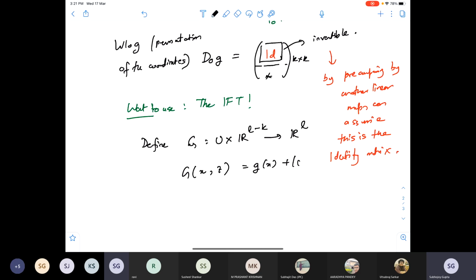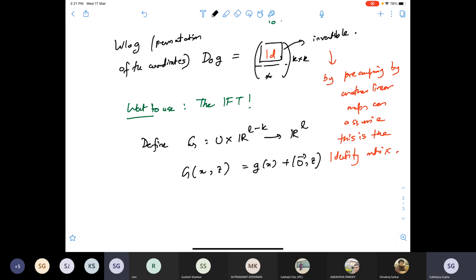Okay, so you fill in the first K entries with zeros, and then it's the identity map on the rest of the variables. This addition is just the usual addition in R^L. So you're adding two vectors in R^L, and the entries get added.